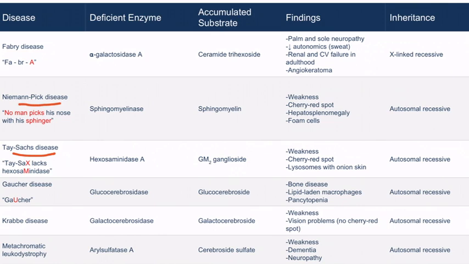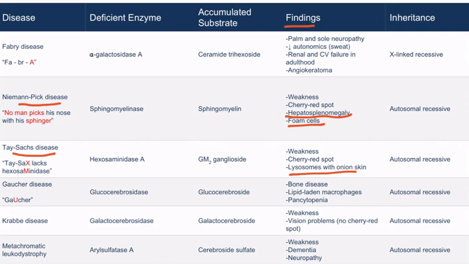Notice that from the findings column that hepatosplenomegaly is the only other clinical manifestation that distinguishes the two. This is incredibly important. If you have a question with a cherry red spot, you need to look for clues about hepatosplenomegaly in order to get these questions right. There are some pathological findings that you can see from the table that'll help distinguish the disorders, such as foam cells in Niemann-Pick disease or lysosomes with onion skin in Tay-Sachs disease. However, hepatosplenomegaly is probably the most high yield.